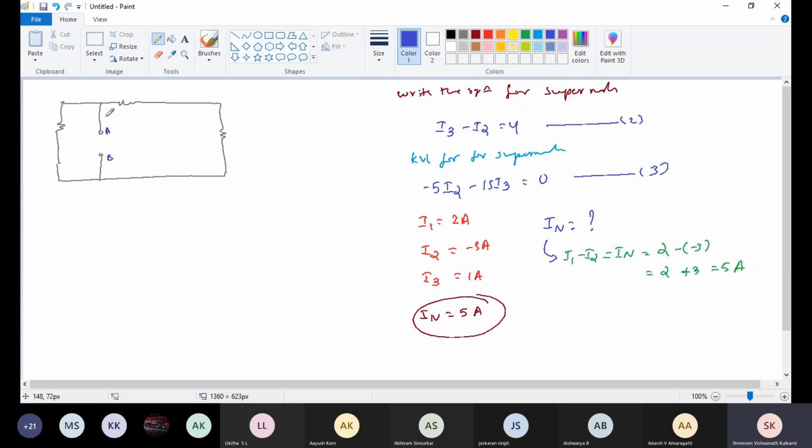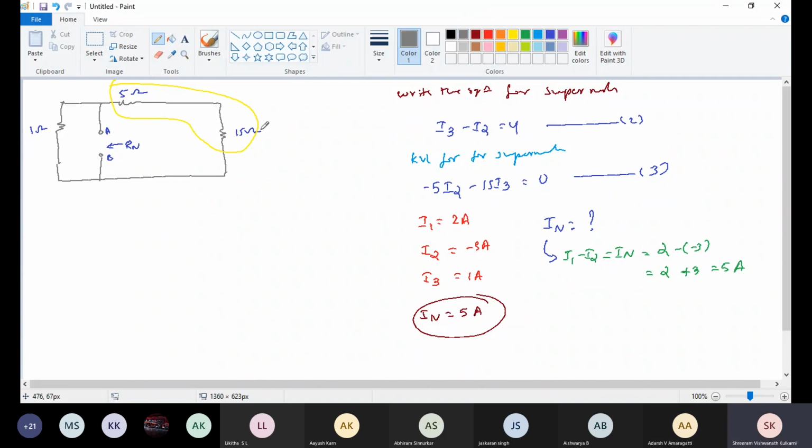For calculating IN, I am going to short circuit. For calculating Rn, I am going to open circuit this one. Here in the question only 1 ohm, 5 ohm and 15 ohm are given. Points A and B, I need to calculate Rn. Here 5 and 15 are in series and parallel with 1 ohm.